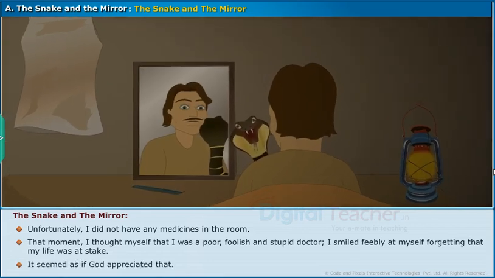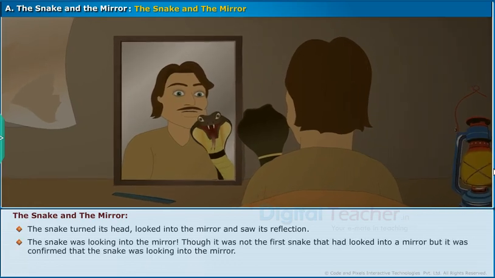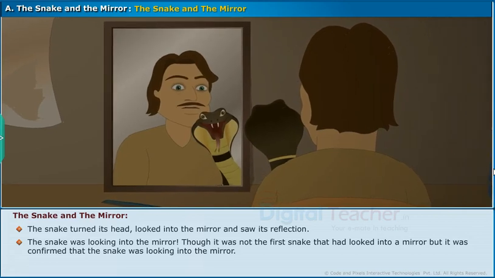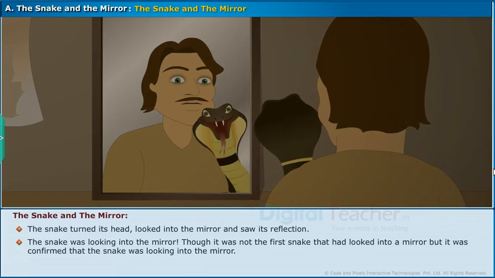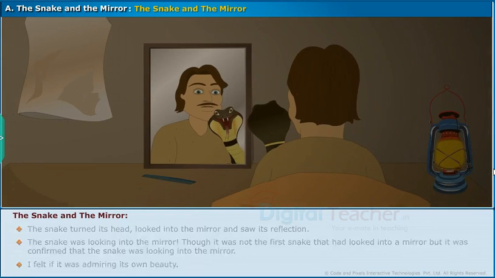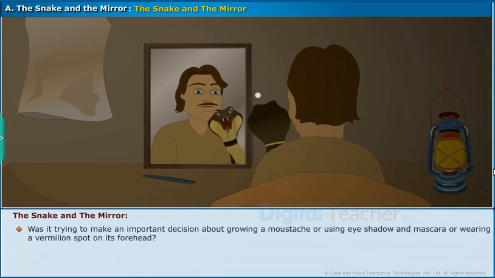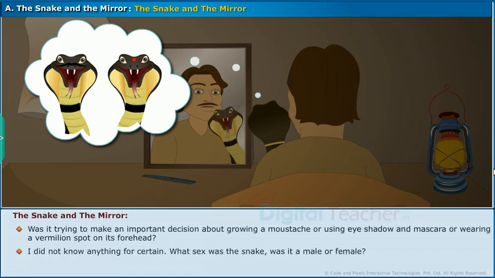It seemed as if God appreciated that. The snake turned its head, looked into the mirror, and saw its reflection. The snake was looking into the mirror. Though it was not the first snake that had looked into a mirror, it was confirmed that the snake was looking into the mirror. I felt it was admiring its own beauty. Was it trying to make an important decision about growing a mustache, or using eyeshadow and mascara, or wearing a vermilion spot on its forehead? I didn't know anything for certain.